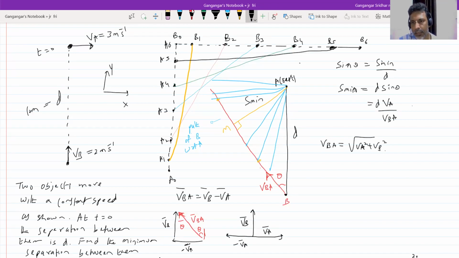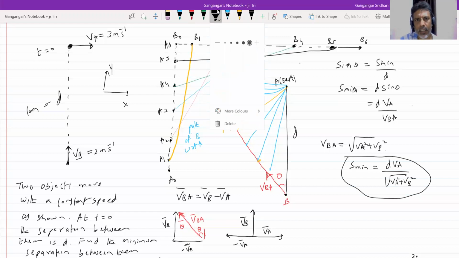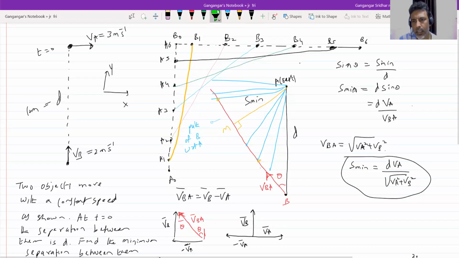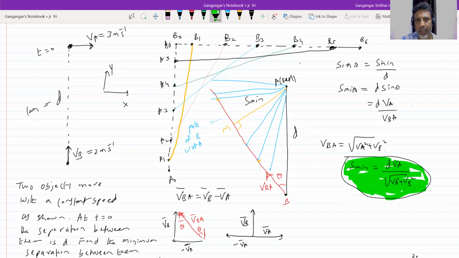Okay, I'll substitute this. The S minimum will be... finish or no? So we directly brought a formula that has minimum separation between them. Okay, similarly the time at which the separation becomes minimum.